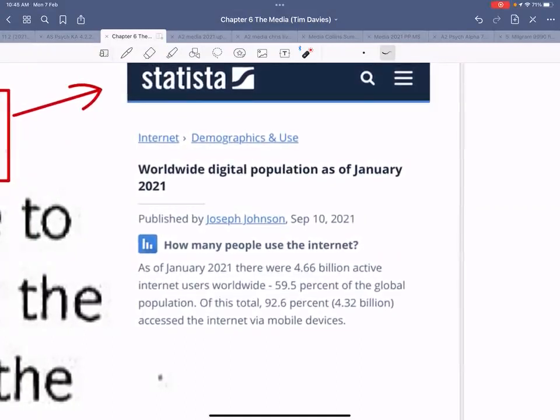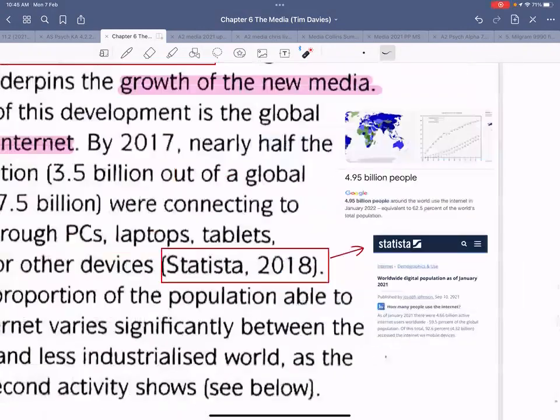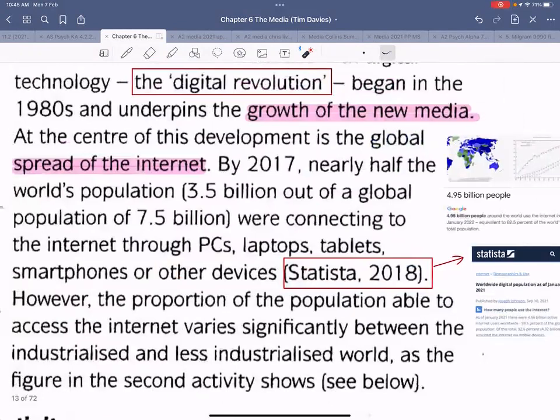92.6%, right? So 4.66 billion in total in 2021, and here you see 3.5 billion. So over these 3-4 years, you can see this change happening. And of course, if we take into account COVID, COVID has just made this go even higher. Crazy figures. And because of COVID, there was more time people had to spend at home. The internet is one thing that has kept the world going.